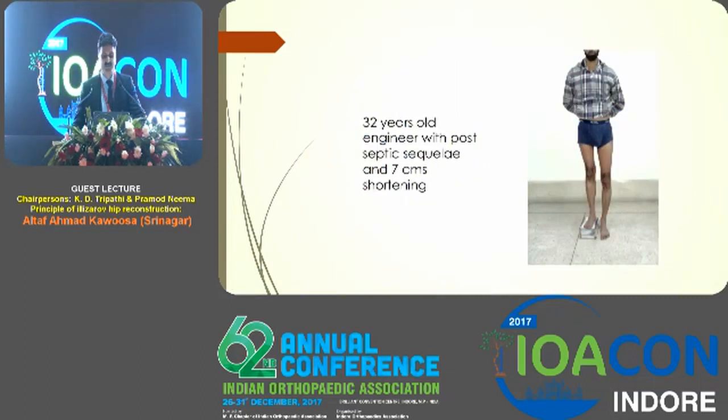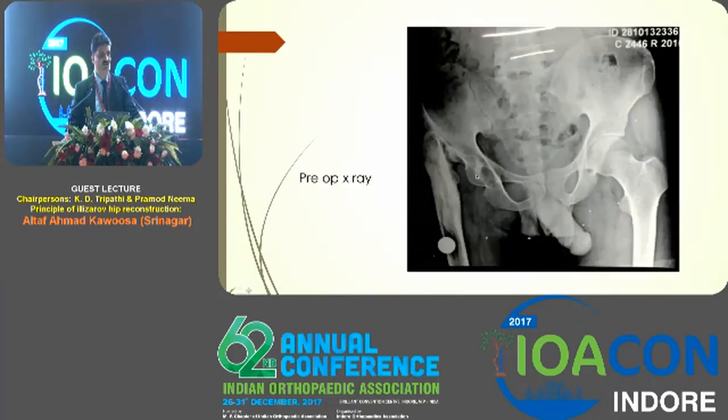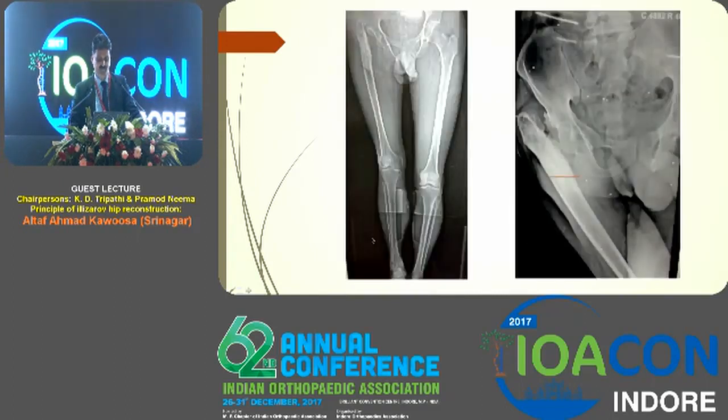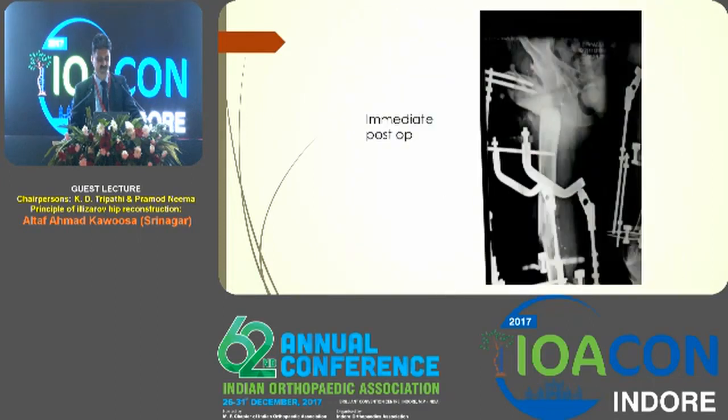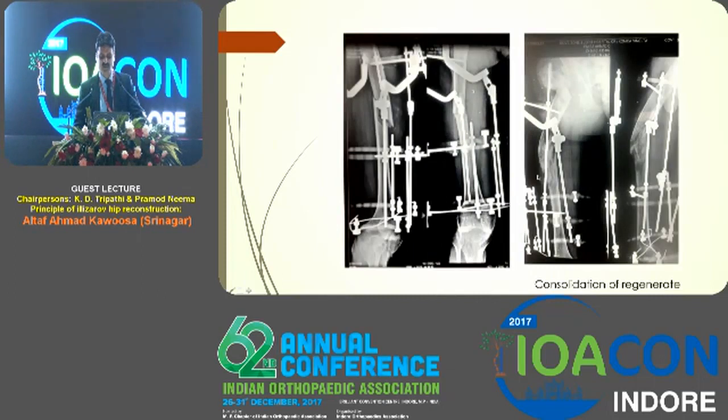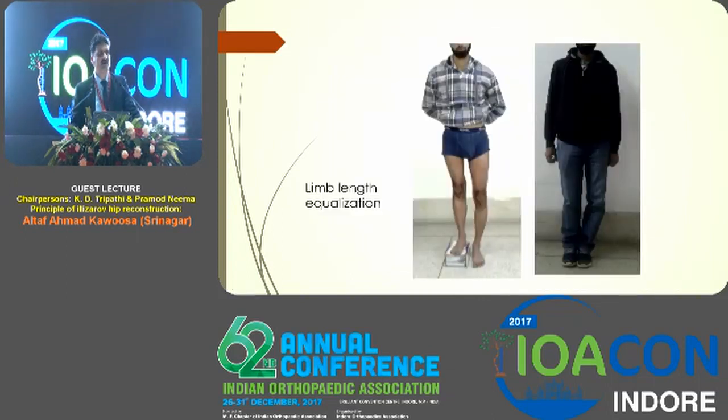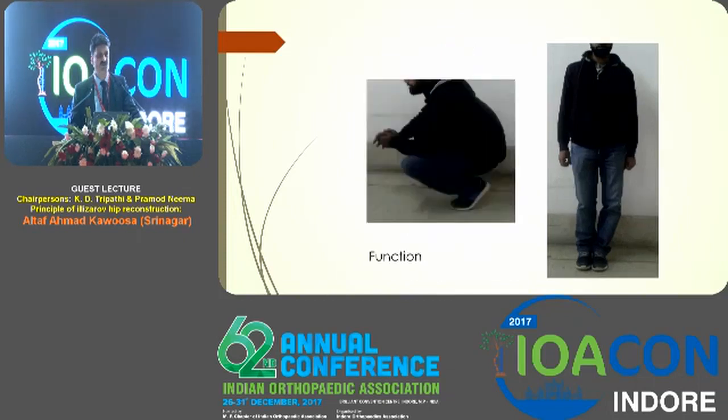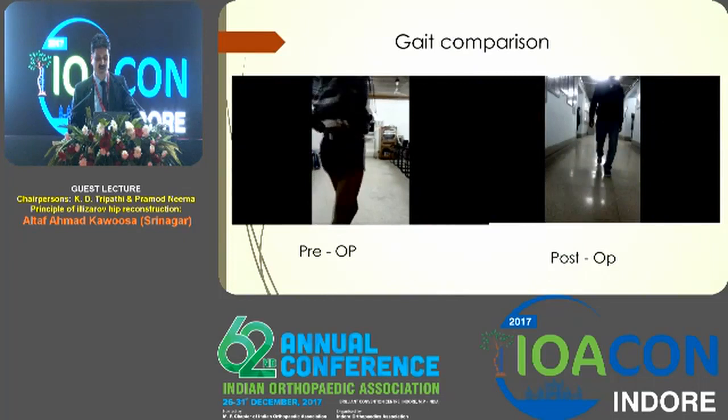32-year-old engineer with post-septic sequelae and 7 centimeters of shortening. I don't know how to replace this joint and how functional it would be after replacement. Usual workup, immediate post-op, distraction and consolidation of the regenerate. Even at the age of 35 years, he has an excellent regenerate. Depends on how meticulous you are with the low energy osteotomy. Limb length equalization, function, gait comparison.